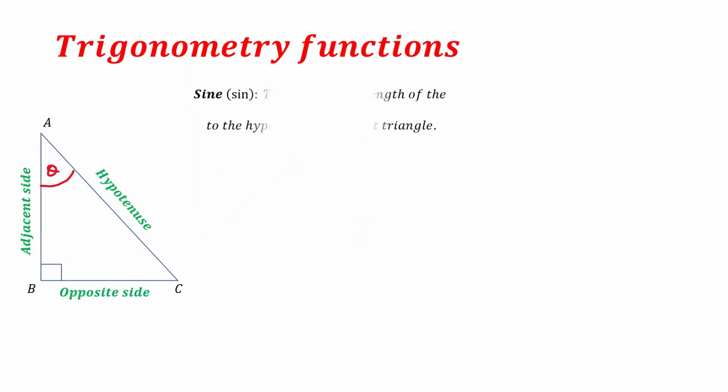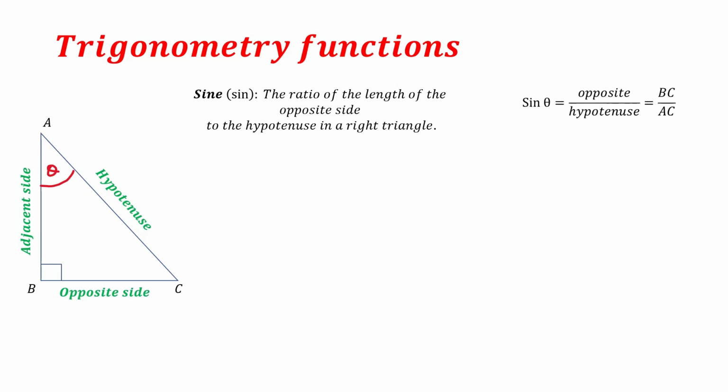Let's see the primary trigonometry functions. The first one is sine. Sine is the ratio of the length of the opposite side to the hypotenuse in the right angle triangle. That can be written as opposite divided by hypotenuse, so BC divided by AC. That ratio will give you sine.